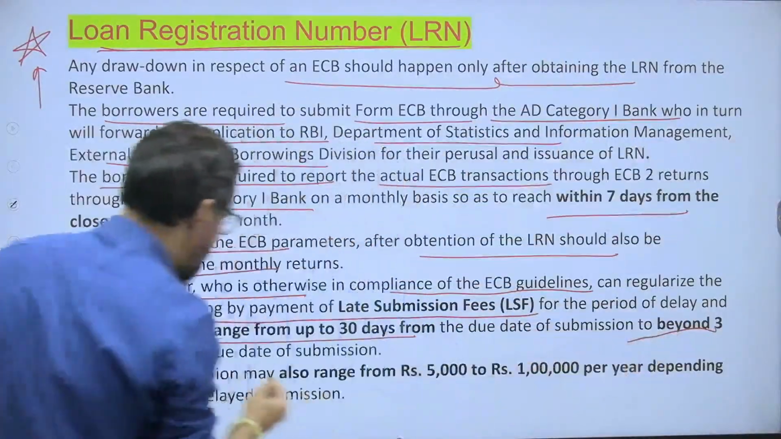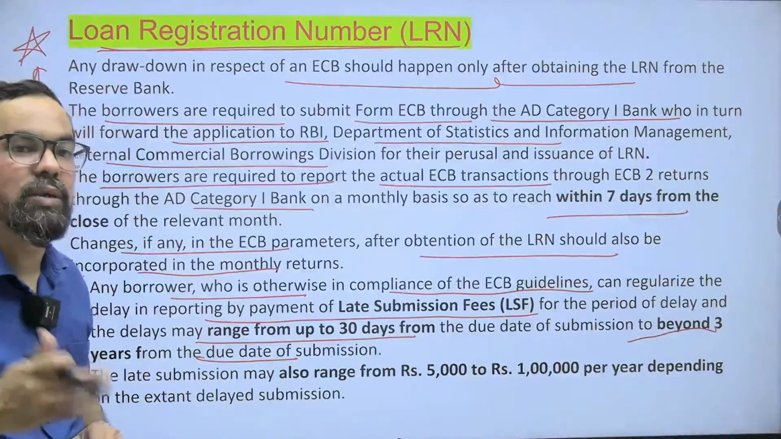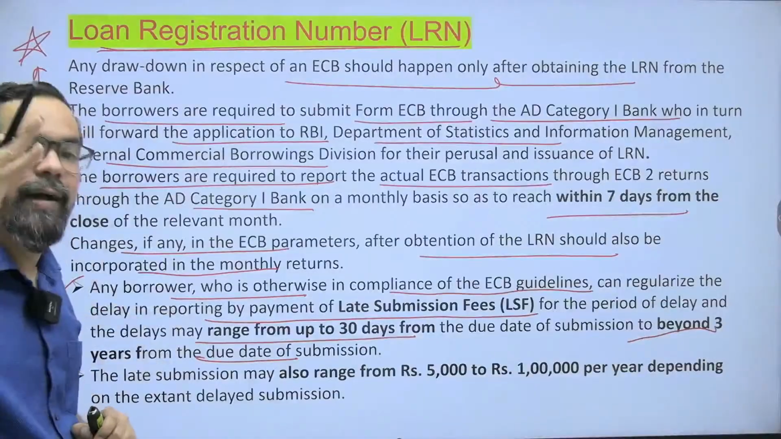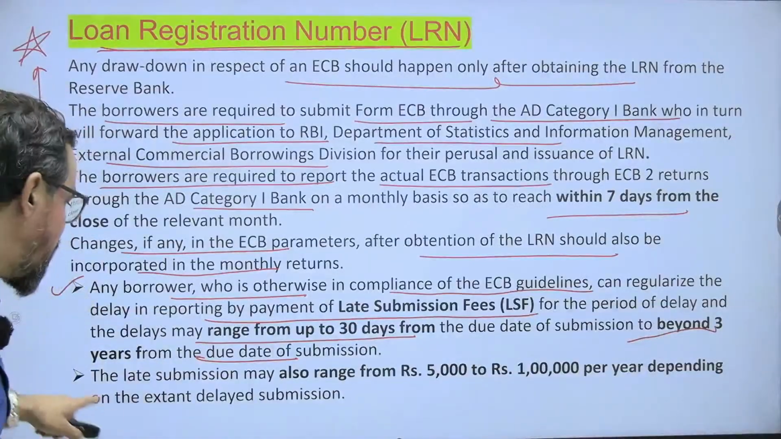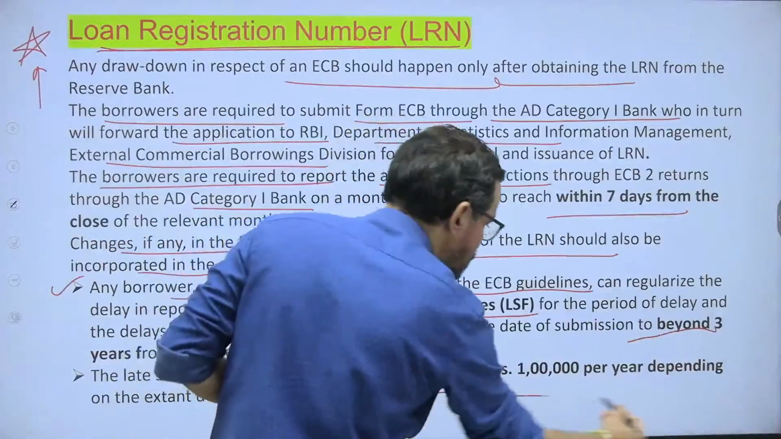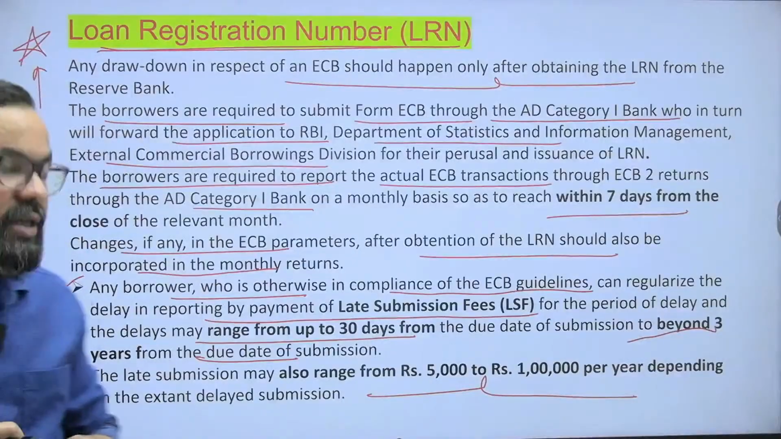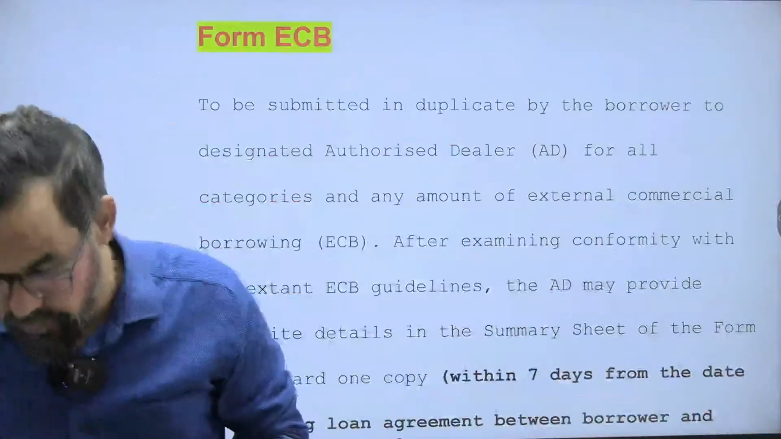So you just have to make the payment itself. You just give us the reason why you are delaying, and you can delay that particular one beyond 3 years also. Okay? So the late submission fee may range from 5,000 to 1 lakh per year, depending on the extent of delayed submission. So that is generally part of this particular one.